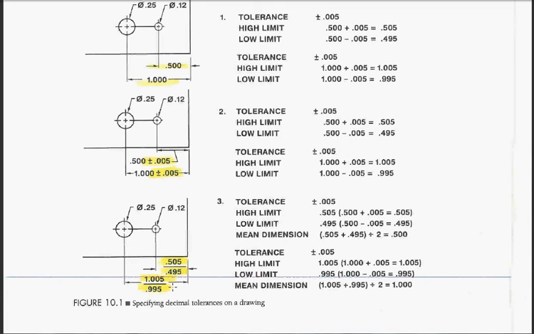Then we get into limit tolerances. This is not a fraction. When I look at 1.005 over 0.995, that is not a fraction. This has the high limit up on the top, has the low limit down on the bottom. We refer to these as limit tolerances.